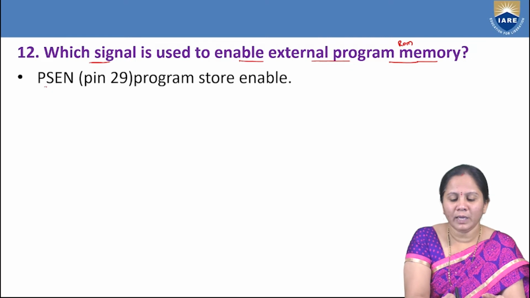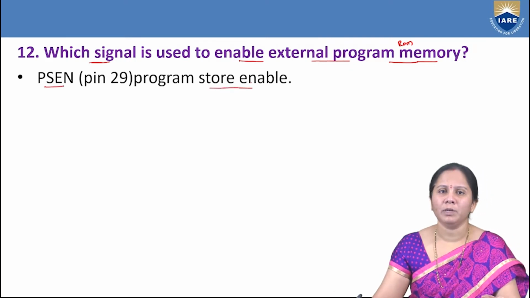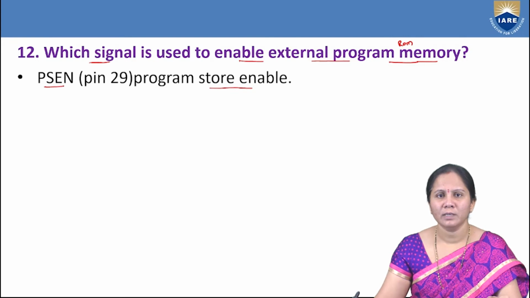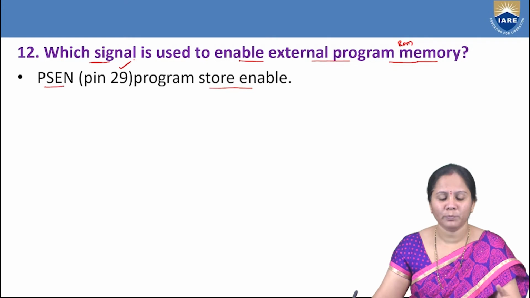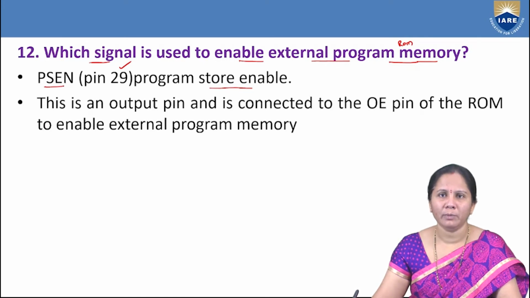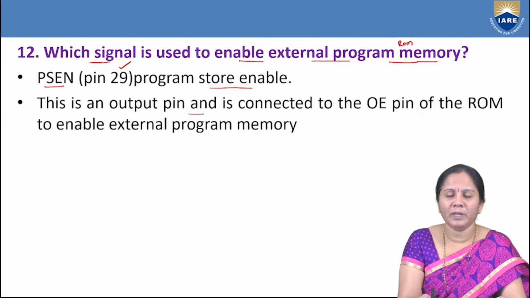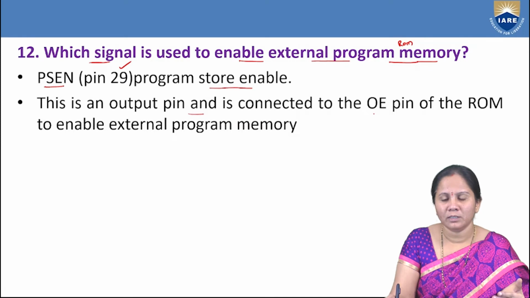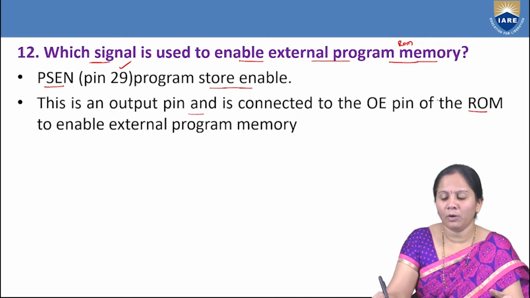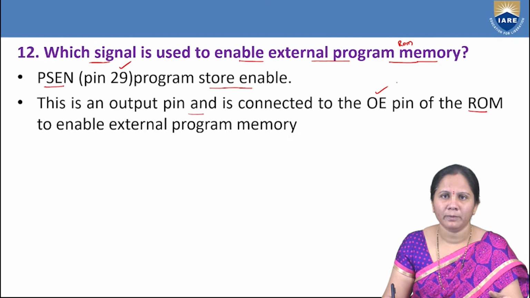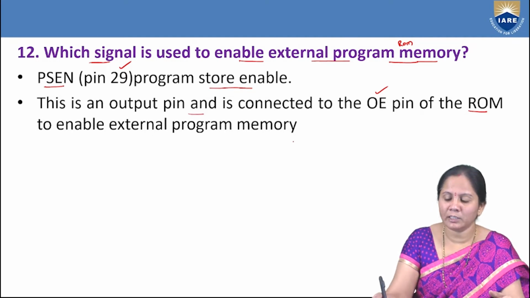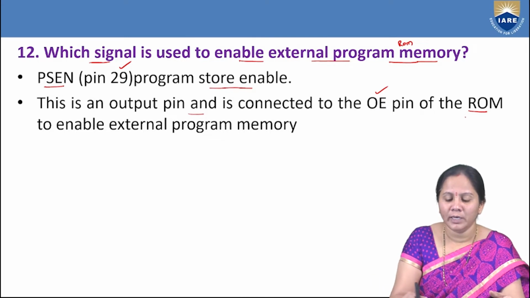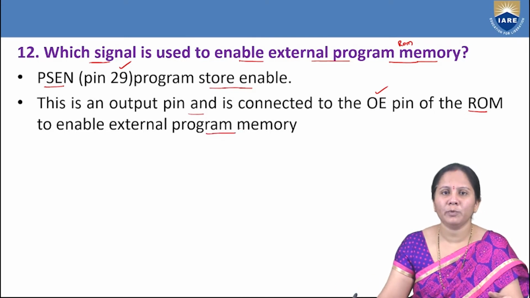Here PSEN, program store enable. This is the signal we have to use. Among the 40 pins, this PSEN signal is the 29th pin. PSEN stands for program store enable. This is an output pin. Okay. And it is used to connect the ROM, especially the OE pin. With the help of this PSEN signal connected to the OE pin of ROM, it is possible to access external program memory.